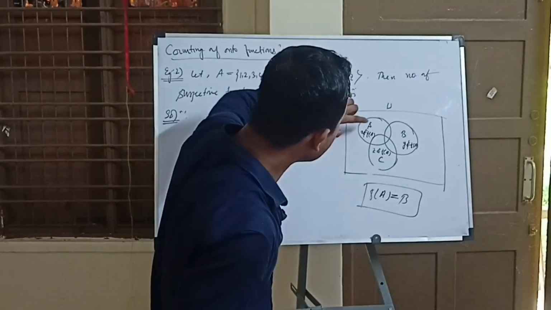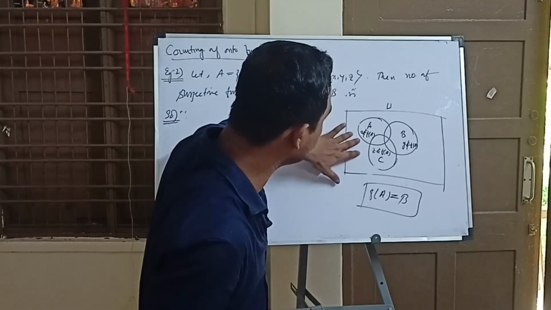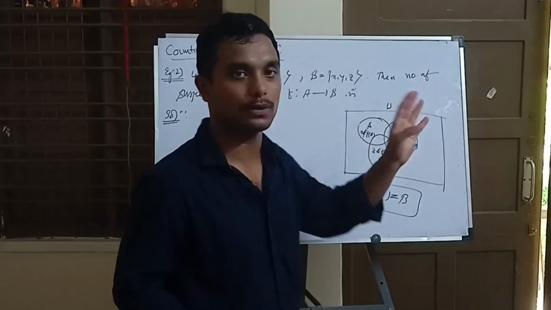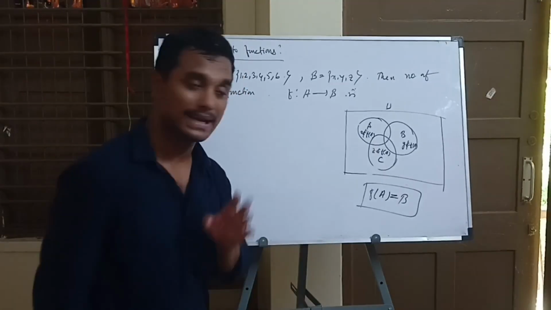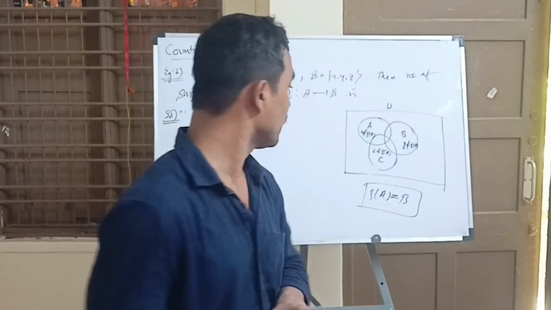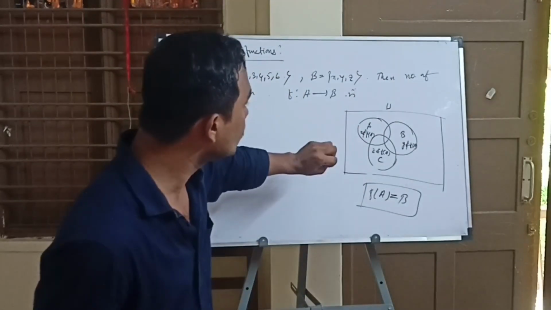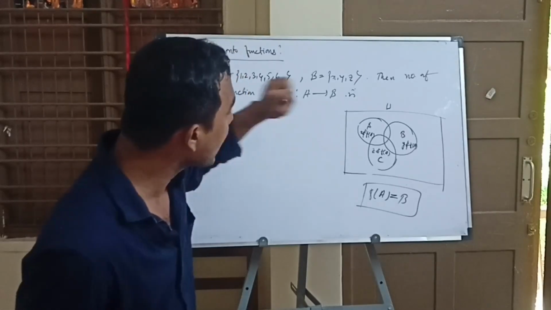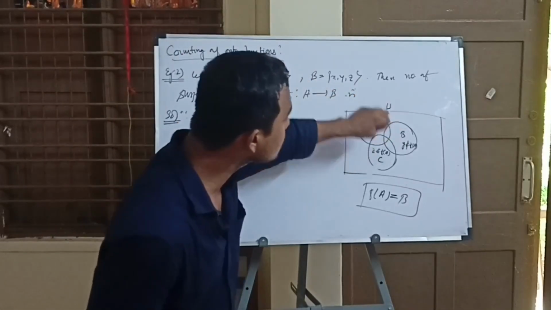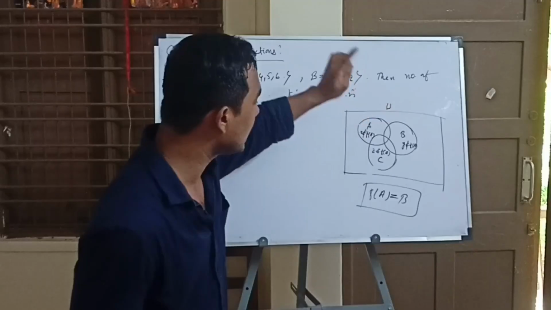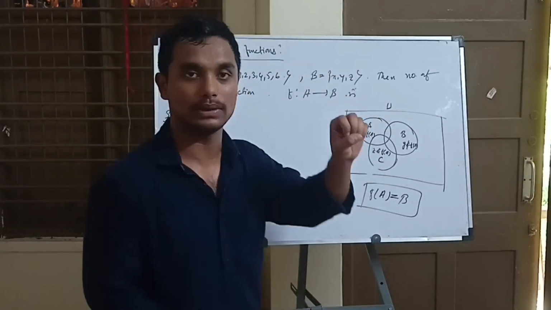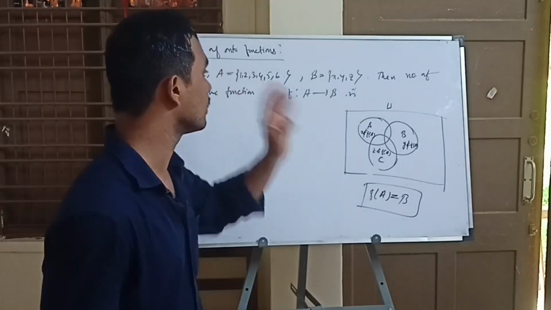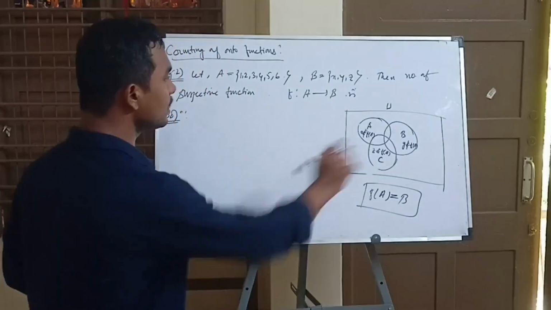Now from here, A is a set where x does not belong to the range of A, B is a set where y does not belong to the range of A, C is a set where z does not belong to the range of A. Then we have to exclude all these sets, A or B or C, from U. Then we will find the total number of surjective functions. How can you find that?